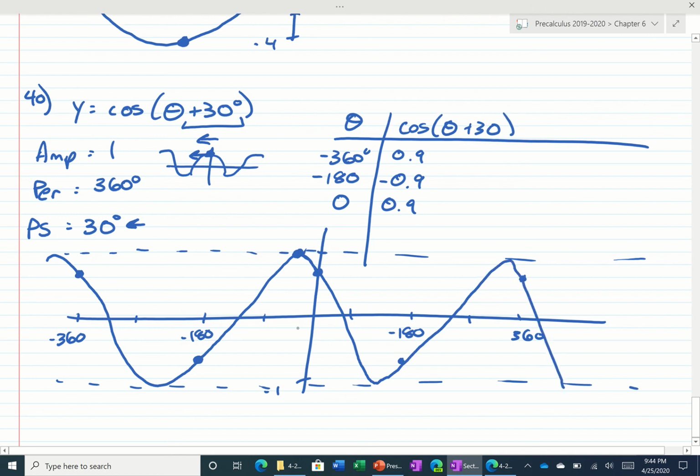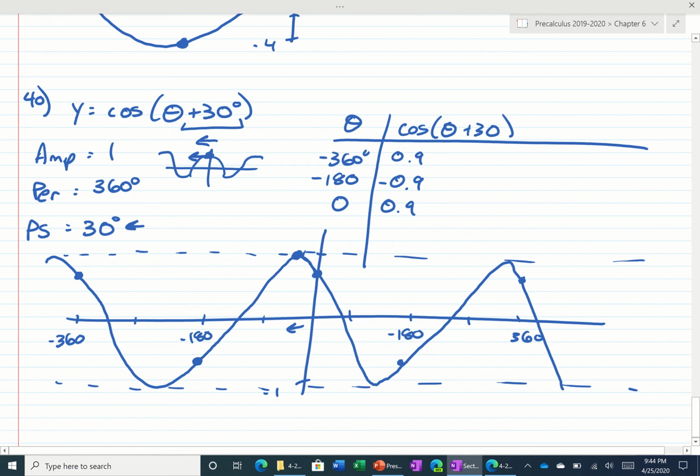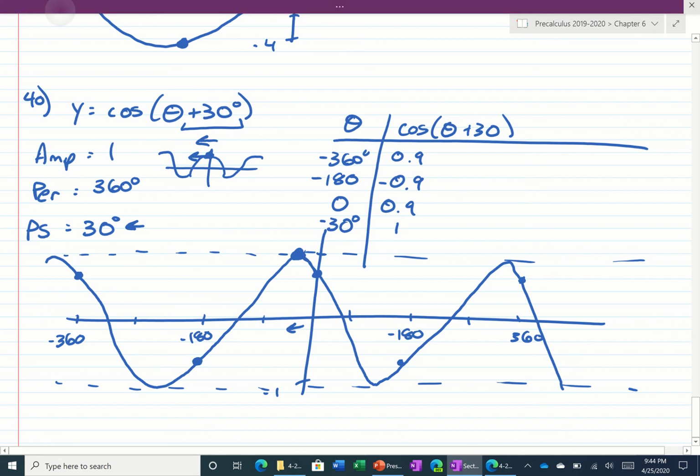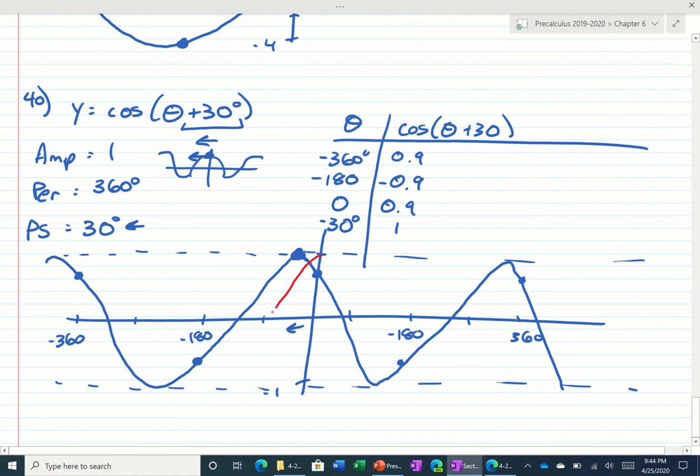All right, and actually if we're going to the left 30, let's just see what's happening at -30 degrees. If I store -30, I do get 1. So you could see that, yes, the peak did get shifted to the left. Normal cosine would look like this. Something like that. It's a little tricky to draw. So you could see the actual graph was moved 30 degrees to the left.